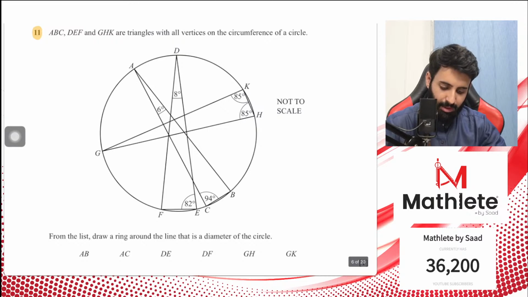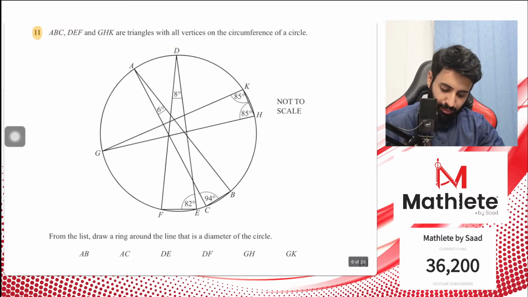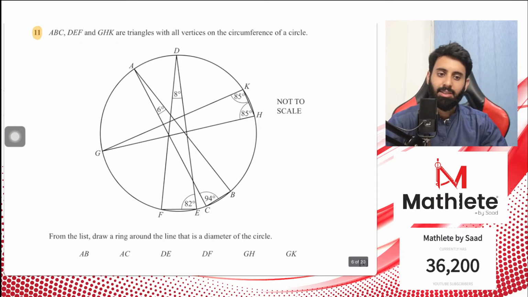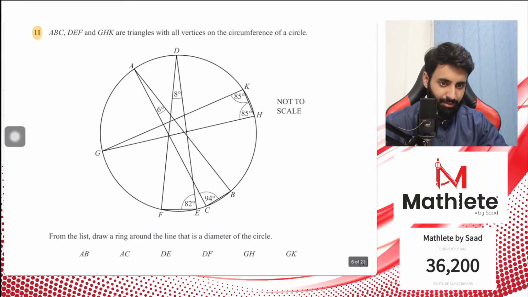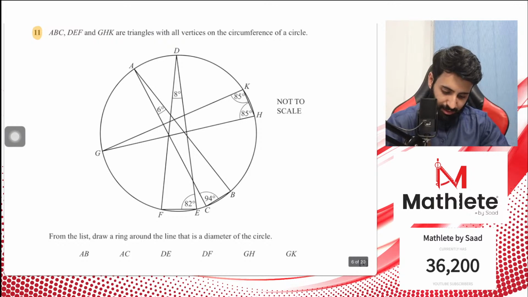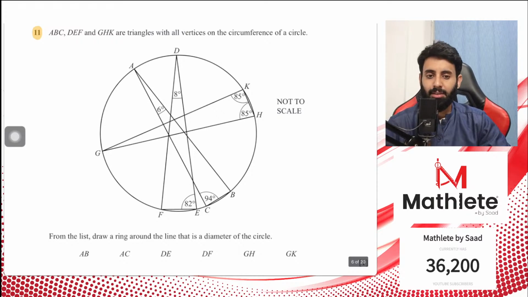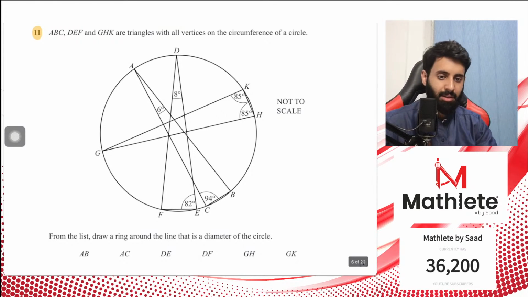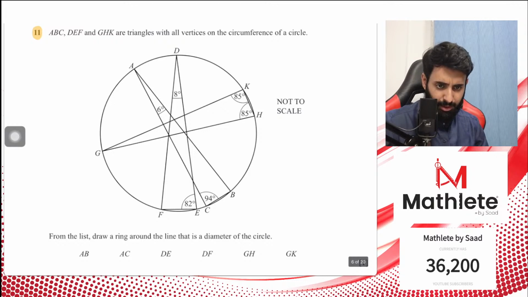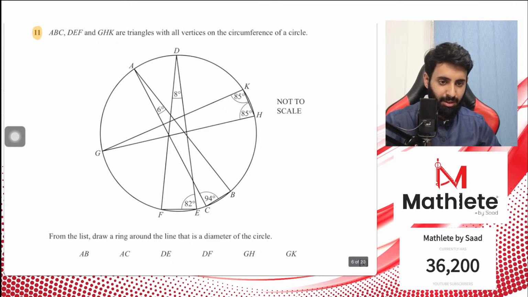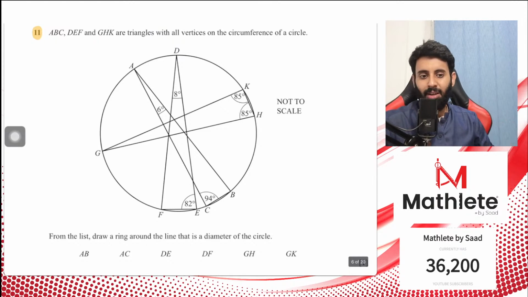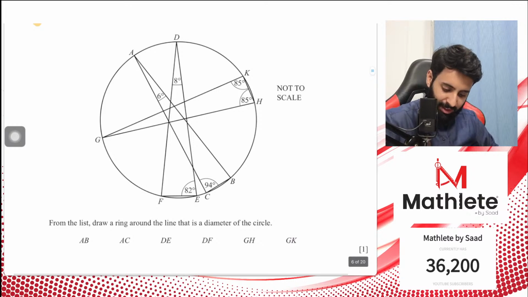It might be misleading, but GH is actually not the diameter. DF? Sadly, DF is also not the diameter. So it's not GH, it's not DF. It's something else altogether. DE. Yes, so finally we have a winner. DE is the correct answer.